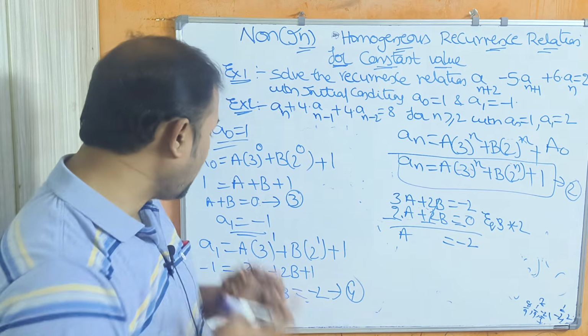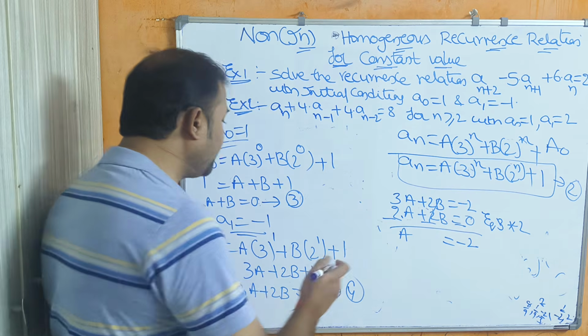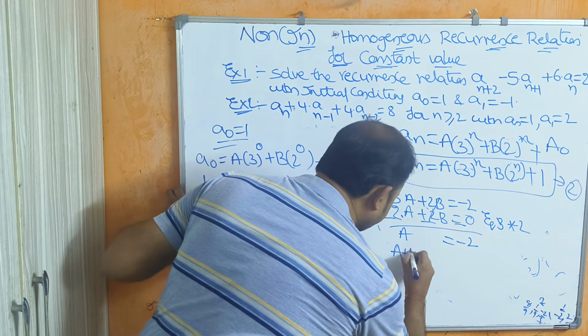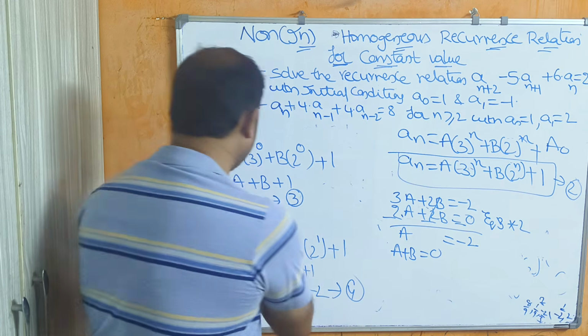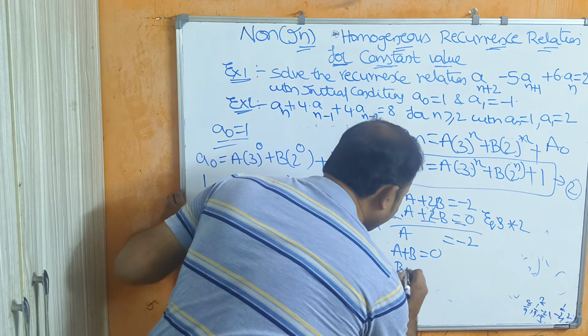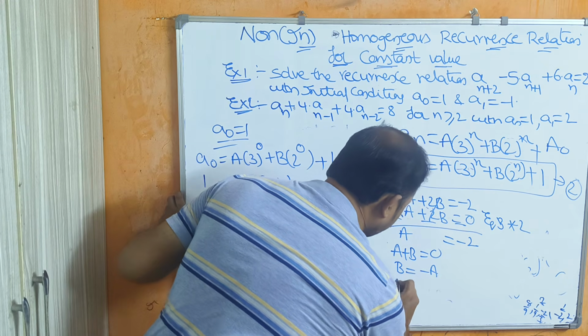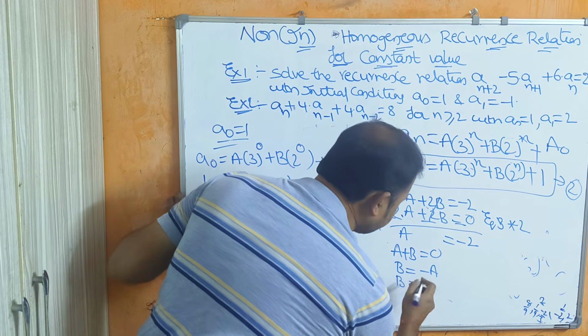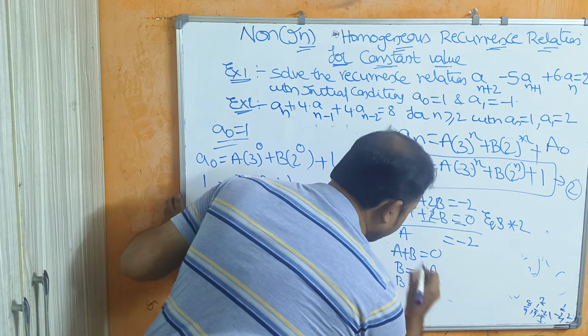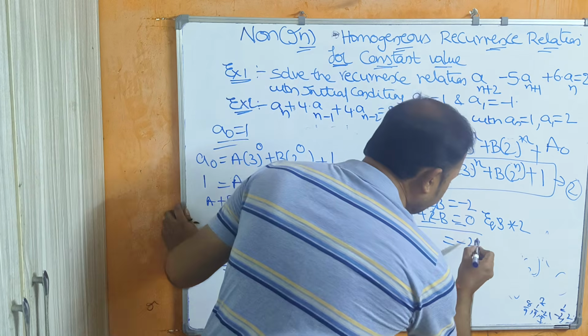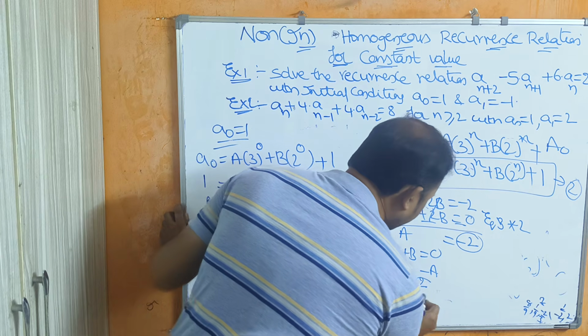So now we need to have b value. So how to get b value? We know the formula for a plus b. A plus b equal to 0. So what is b value? B equal to minus a. So now b will become, what is a value? Minus 2. Minus of minus 2 is nothing but plus 2. So what is a value? A value is minus 2. What is b value? 2.